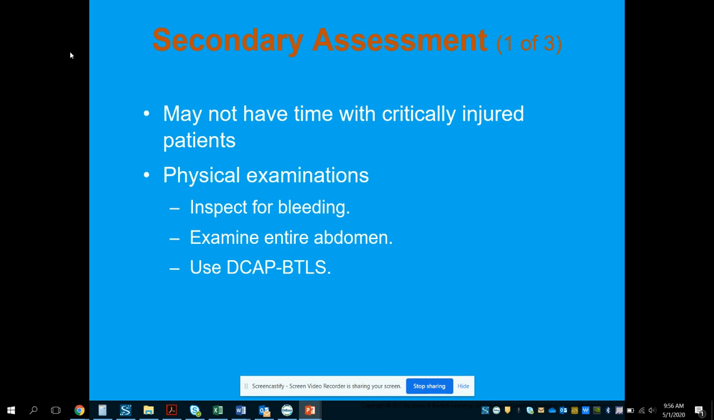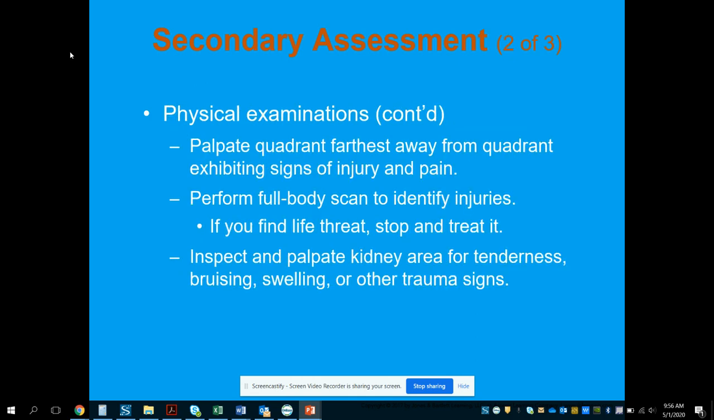We're going to do a thorough secondary assessment, especially if this is a critically injured patient. We don't want to delay transport before we start this, but we're doing our full physical exam, looking at the body for DCAP-BTLS, and very important that you expose the abdomen, that you're looking there, that you're palpating, that you're looking for distension, rigidity, rebound tenderness on palpation, that type of thing. We're palpating the quadrant furthest away from the pain, as we know, to hopefully prevent some of that guarding. We're going to do that full body assessment.